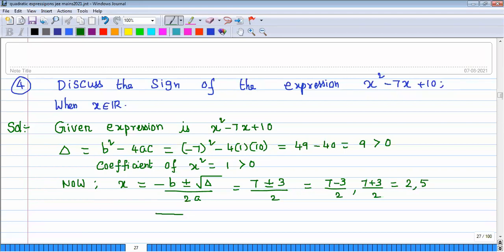Absolutely correct. That means on a number line, what do you get now here? This is 2.